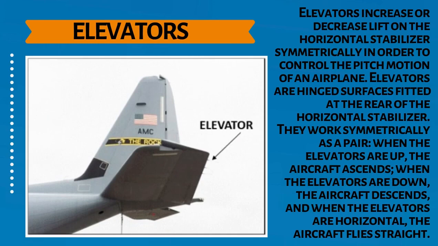Elevators. Elevators increase or decrease lift on the horizontal stabilizer symmetrically in order to control the pitch motion of an airplane. Elevators are hinged surfaces fitted at the rear of the horizontal stabilizer. They work symmetrically as a pair. When the elevators are up, the aircraft ascends. When the elevators are down, the aircraft descends. And when the elevators are horizontal, the aircraft flies straight.